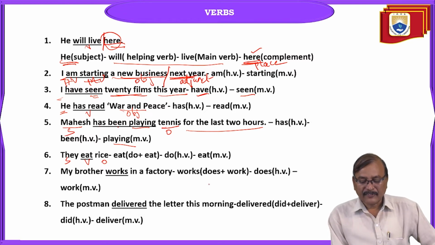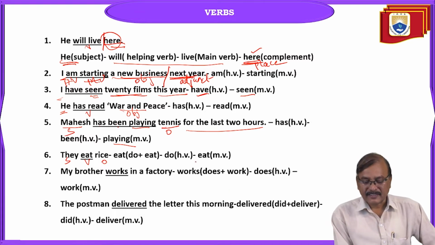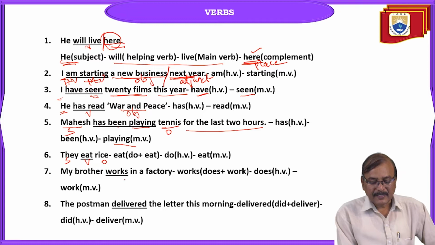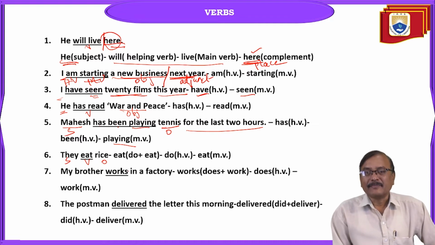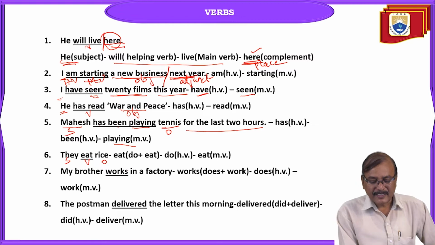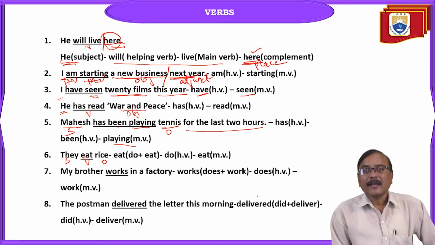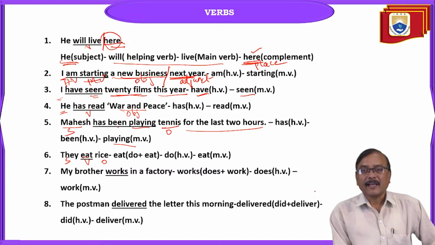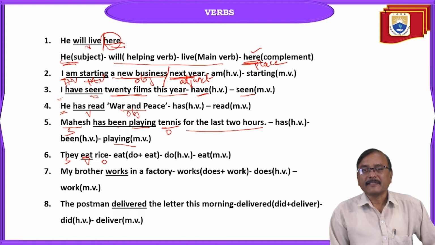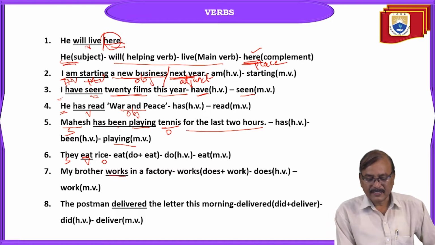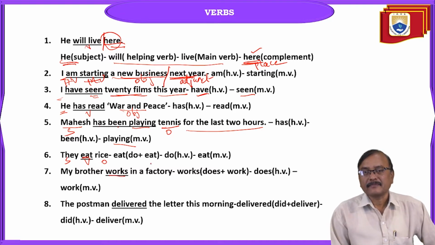My brother works in a factory. Here, works. Remember, in this sixth sentence and seventh sentence, we can see only the main verb. But remember, in this main verb also, a helping verb is hidden. Indirectly, a helping verb is hidden in the verb eat. In the verb works, a helping verb is hidden.